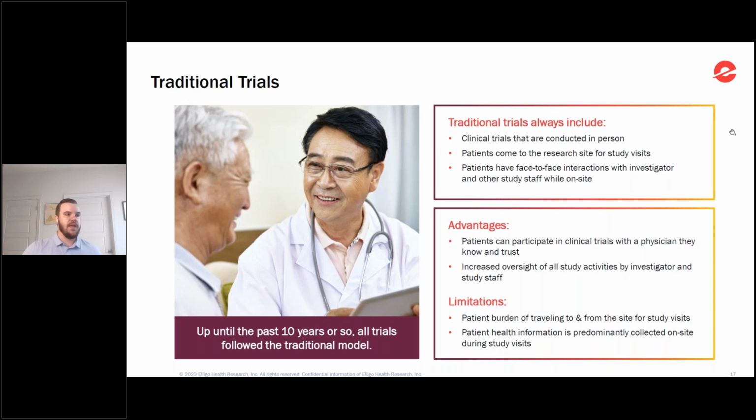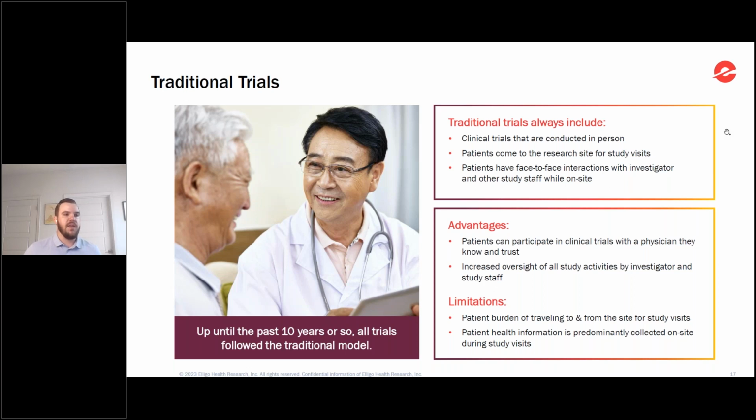So again, worth noting that the reason they're called traditional model trials is because up until about 10 or so years ago, these were the only types of industry-sponsored studies, or the only model being employed on industry-sponsored studies. So traditional trials are always going to include trials that are conducted in person, right? Patients are coming to the research site for their study visits. They're having that face-to-face interaction with not only the investigator, but also the other study staff that is on site.